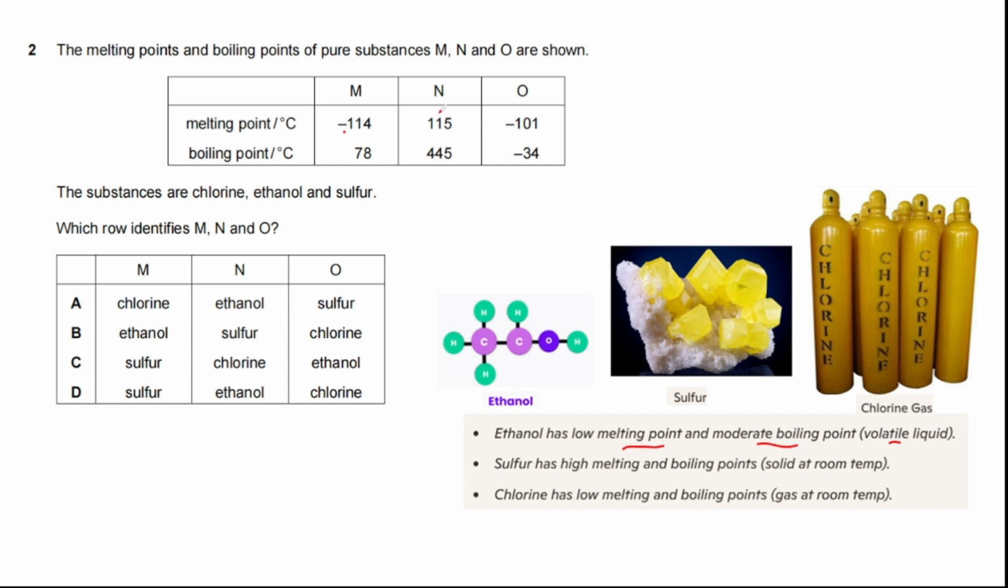So this is sulfur. The melting point and the boiling point are high at room temperature. High melting and boiling points are for N. And chlorine has low melting and boiling points because it's a gas. That's why it's filled in a cylinder. It has the lower melting point and boiling point, both negative values. So we can confirm that O is representing chlorine, N is representing sulfur, and M is representing ethanol. So here: ethanol, sulfur and chlorine. So the correct option is option B.